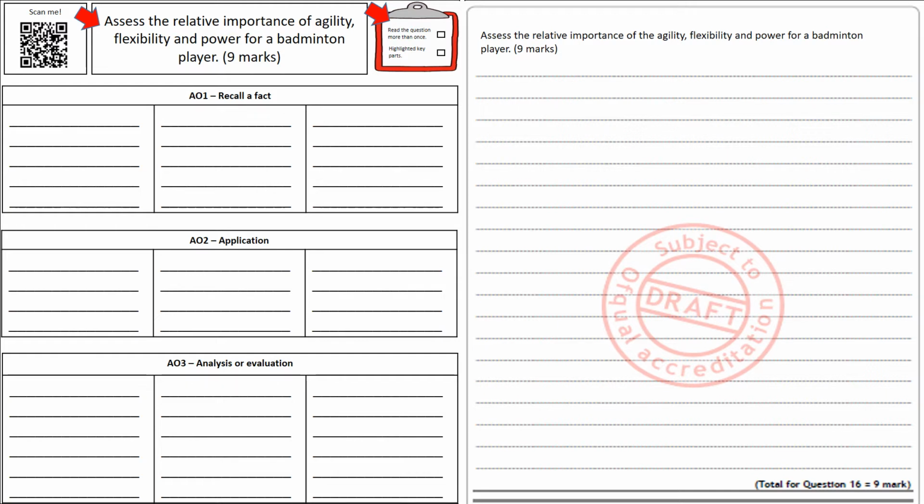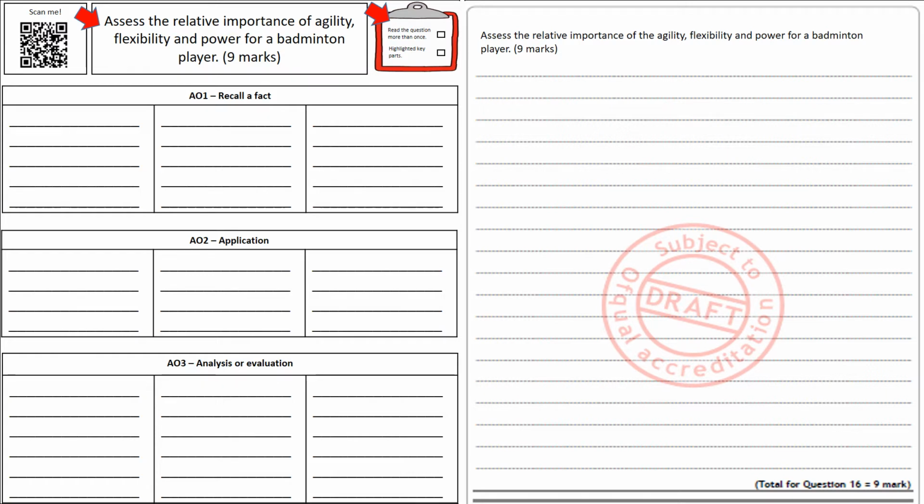Okay, now let's have a little look at planning our answer. So we should know now the AO split. We should have 3 AO1s, 3 AO2s and 3 AO3s. And if those AOs are correct, then we give ourselves the chance to score full marks.